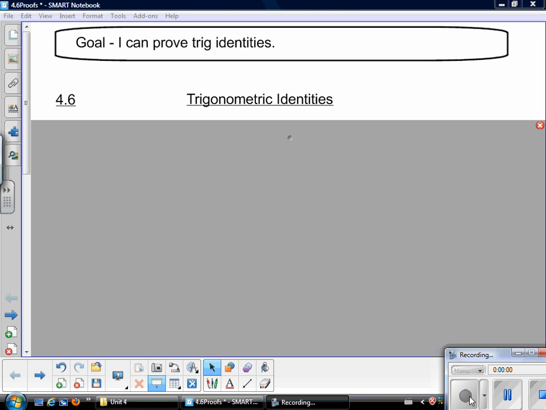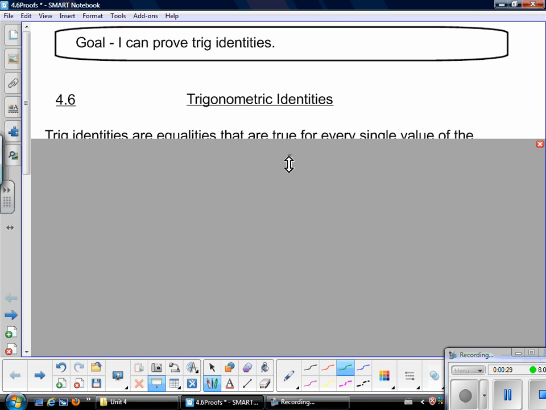Okay, today is the last lesson in this unit. Now, for the trigonometric identities, what you're going to be responsible for after you've practiced doing some in class is an assignment, and it will be an individual assignment, and everyone's assignment will be slightly different. Okay, so our goal today is I can prove trig identities. So, section 4.6 from your textbook.